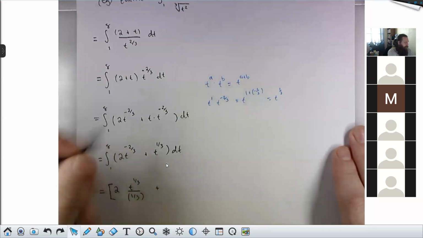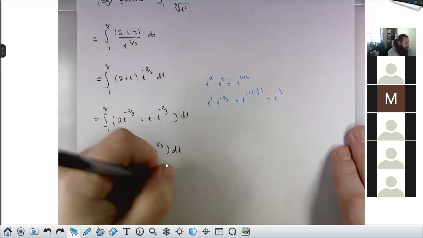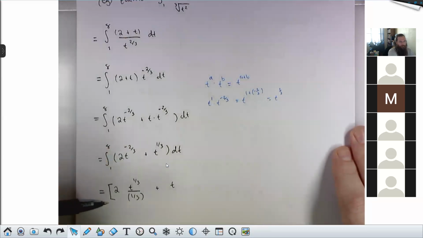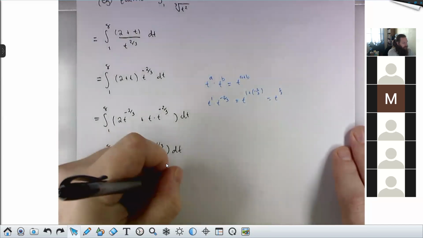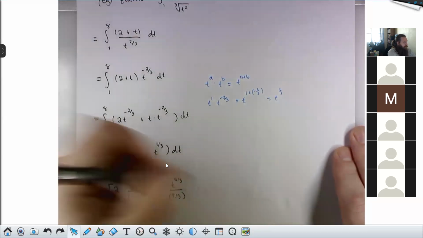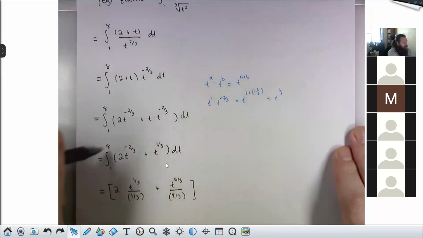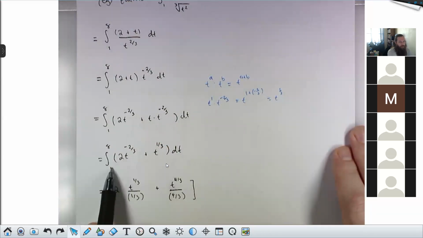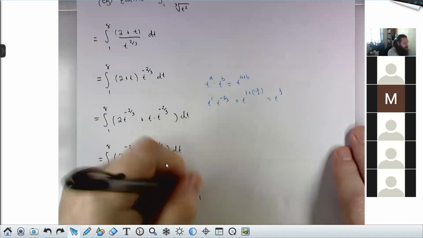And then over here we have plus. Same game. We'll have t to the, what is 1/3 plus 1? 4/3. And then I divide by 4/3. And all of this is to be evaluated. Notice when I take my antiderivative, two things happen. The integral and dt go away, right? Those vanish, but I have these evaluation brackets.